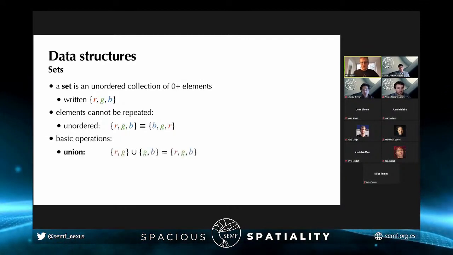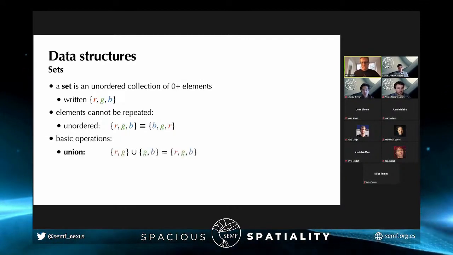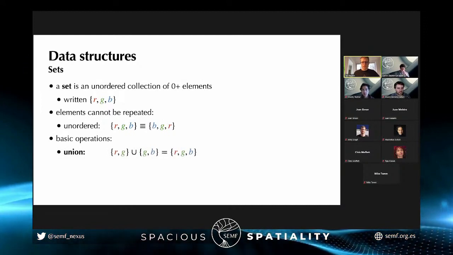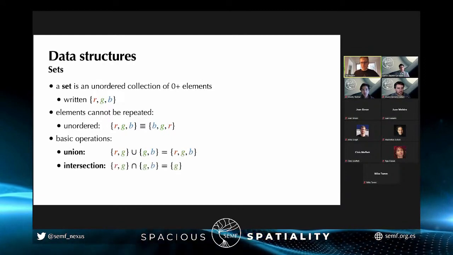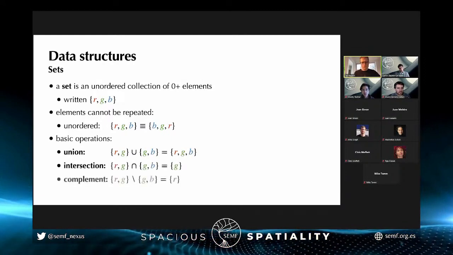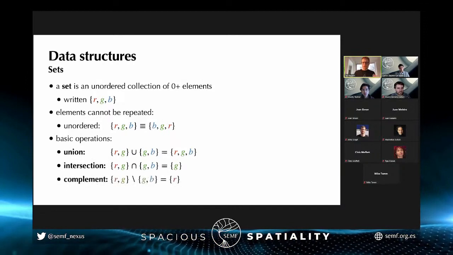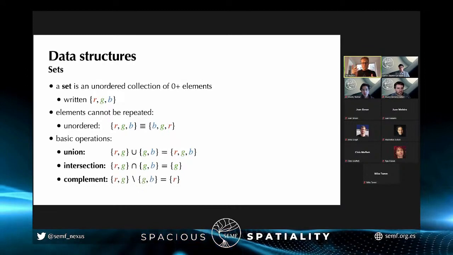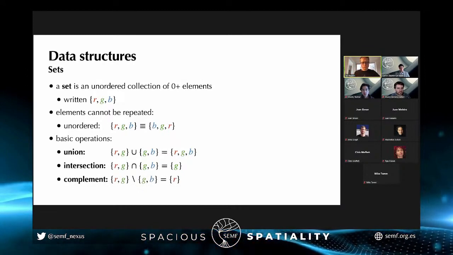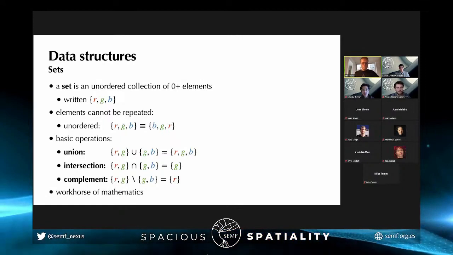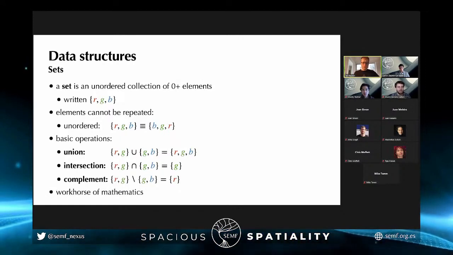What are the basic operations? Well, we have a union, which is just like gluing together two sets so that they form a larger set. We have intersection, which is finding the elements in common of two sets, and it'll typically be a smaller set. And then we have something called complement, where we take the second set and find any of its elements that are in the first set and remove them. Okay, this is the workhorse of mathematics. Most of mathematics is axiomatized along the lines of set theory.